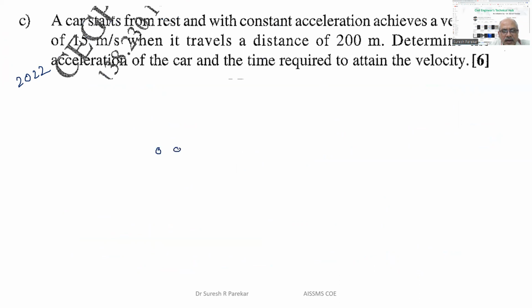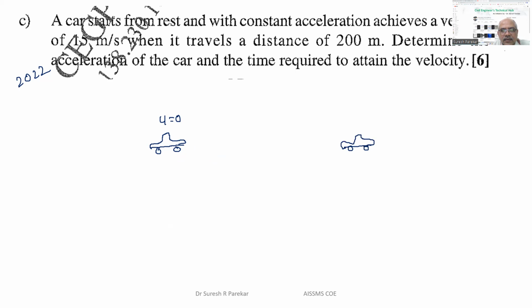Again, we will draw a car. So I already mentioned, try to draw the diagram and write down the data. So what is given? Starts from rest, means my initial velocity is 0. Achieves a velocity of 15 meter per second. So we have this 15 meter per second.